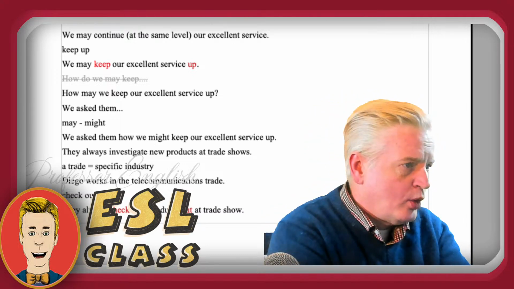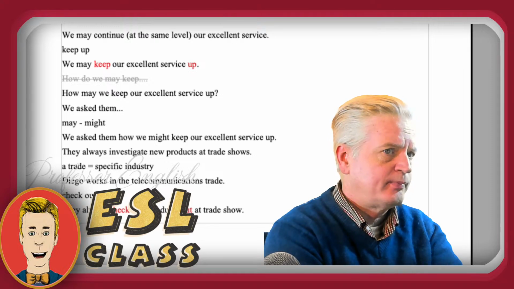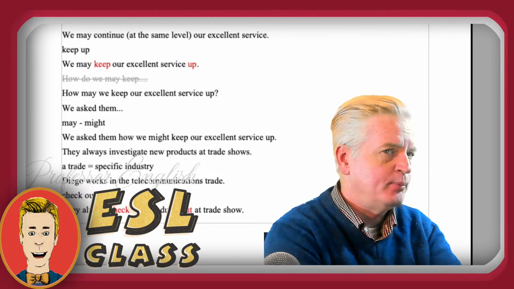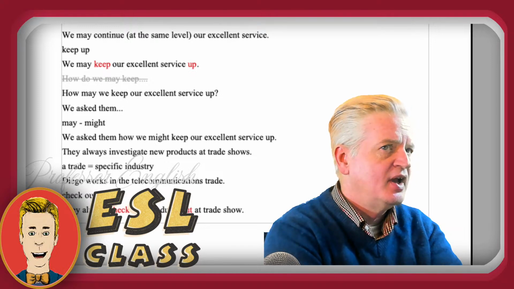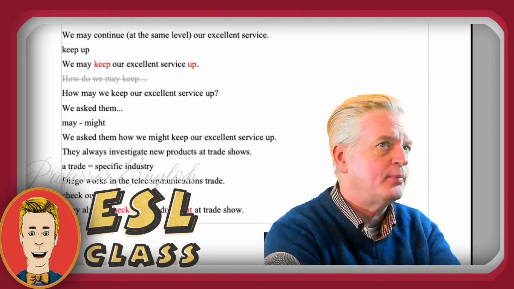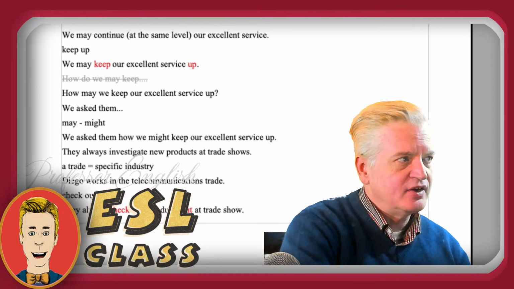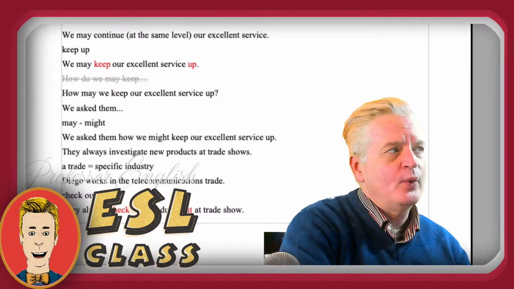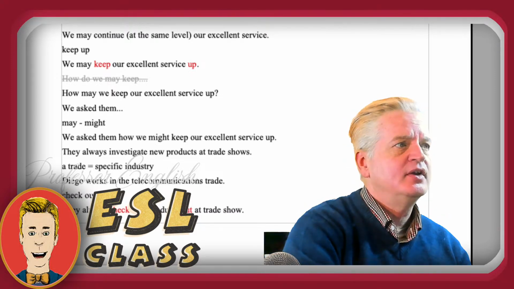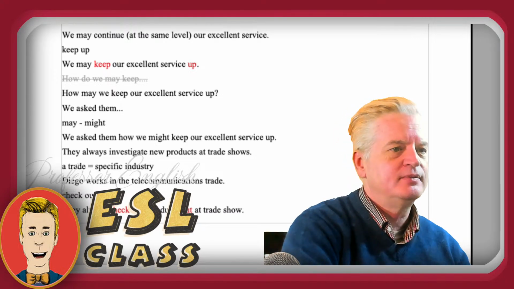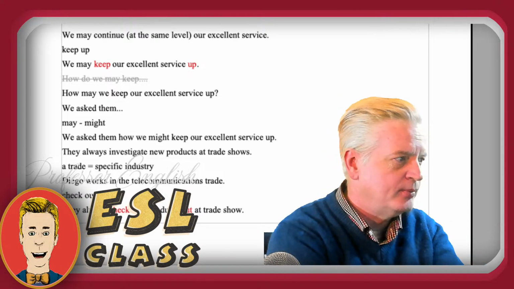Let's make a how question with this sentence. Can you make a how question? How may we? How may we keep our excellent service up? Now, when we were doing this exercise in a class, my student's original answer was, how do we may keep? What is wrong with that? Can you identify a problem with that?